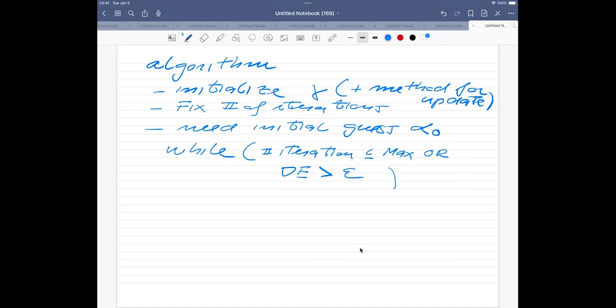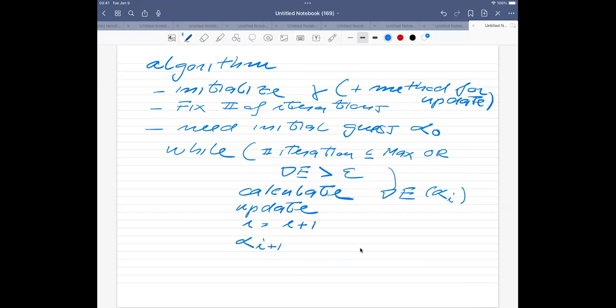And then you calculate the gradient, the value of delta E at a given alpha for the iteration which you're doing now. I'm just going to call this alpha i. And then you update i, so you do i equal i plus 1. And then you calculate alpha of i plus 1 equal to alpha i minus this gamma multiplied with your gradient. And this is the end while.